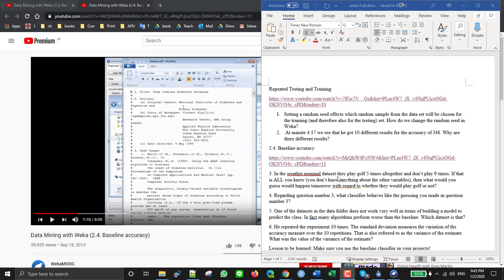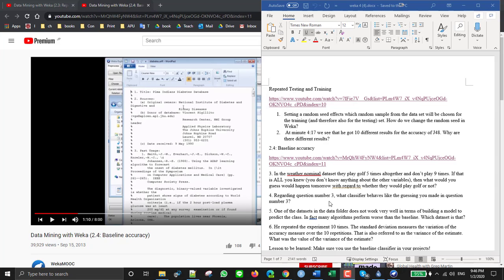So if that's all you knew, then if somebody new comes along and you want to predict whether they're going to play golf or not, you would just say, well, since in the past they didn't play 9 versus they did play 5, you would then predict that this new person wouldn't play, because that's called the majority class of the golf data set.